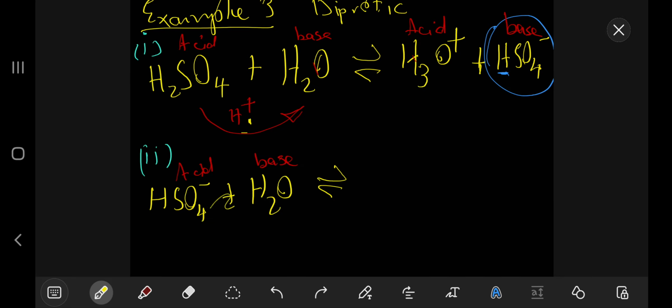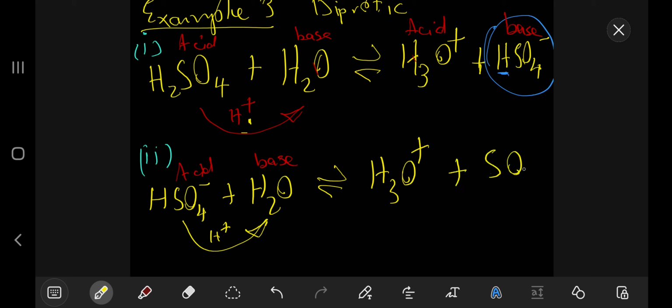All right, fine. So this will donate one hydrogen ion and we'll get H3O plus for this one, and SO4 2 minus because it has lost 2 hydrogen ions, right? And by classification, this is an acid, this is a base, so it just donates away these 2 hydrogen ions, right?